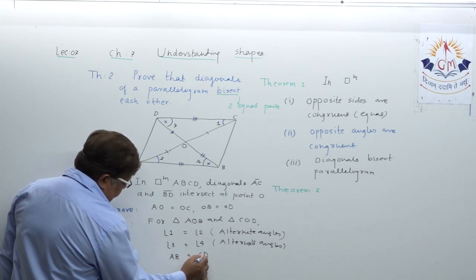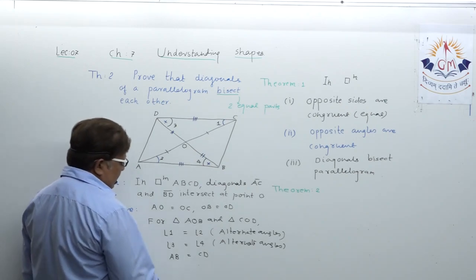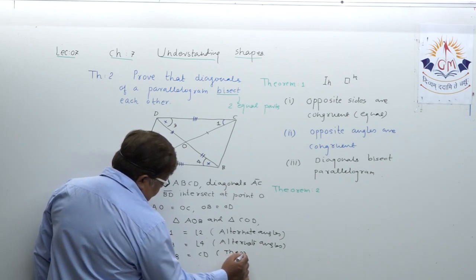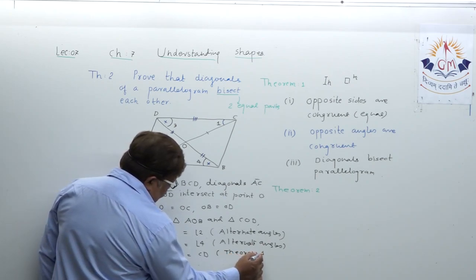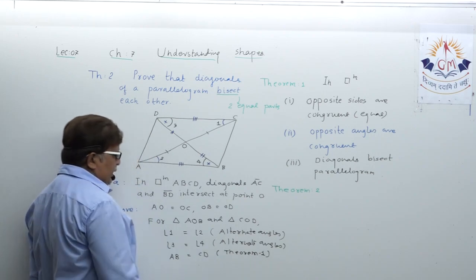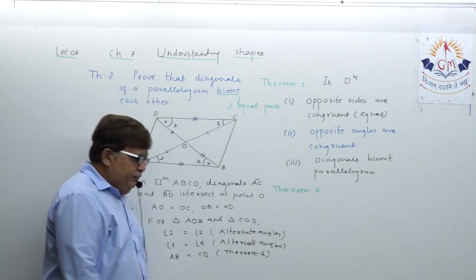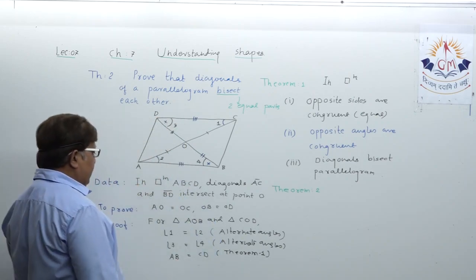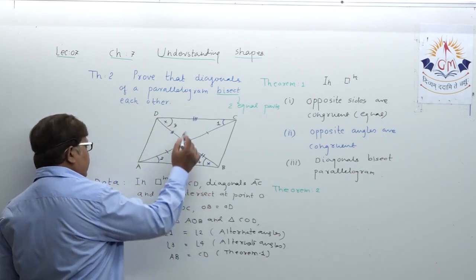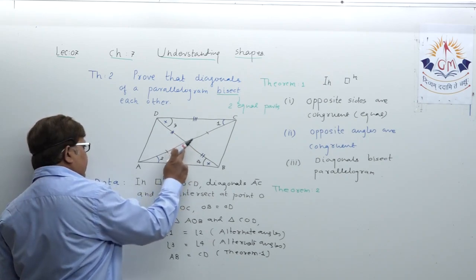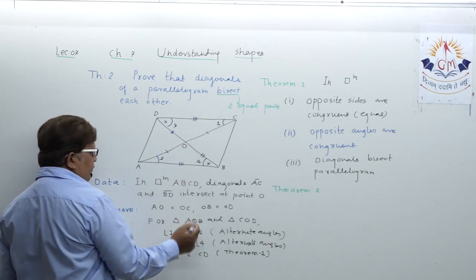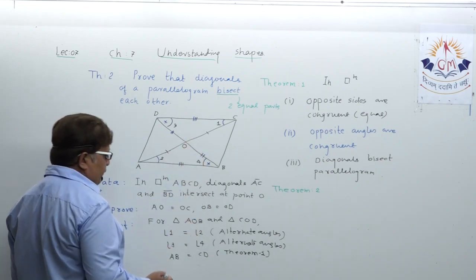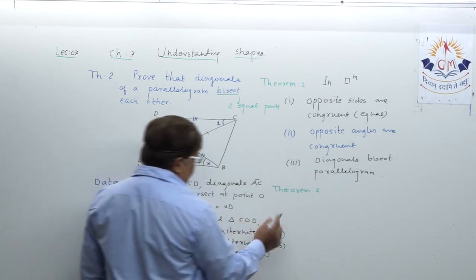And one more, AB equal to CD. You can write in reference theorem 1. Why? Because in theorem 1 you have already proved that opposite sides of a parallelogram are congruent. So dear student, these two triangles became congruent by which postulate? ASA. Understand? I am continuing the proof here.